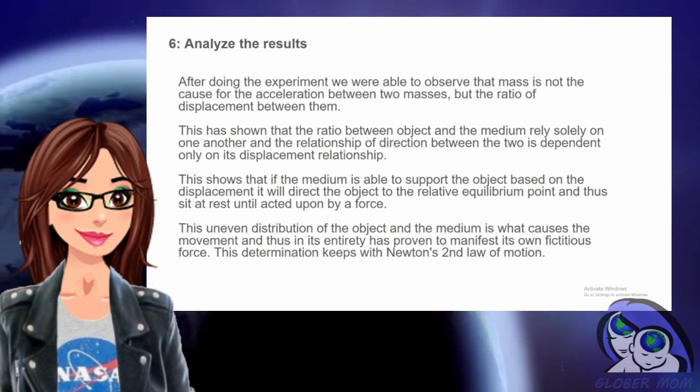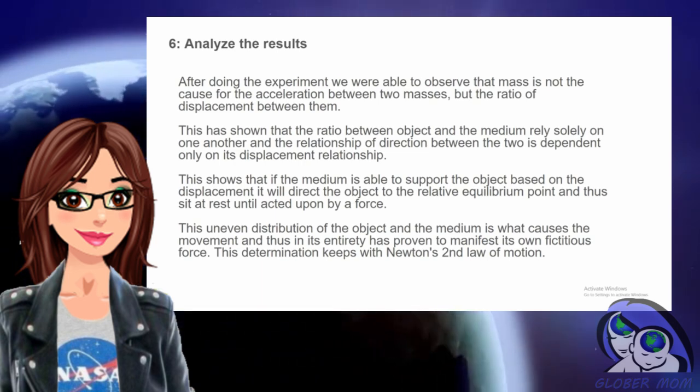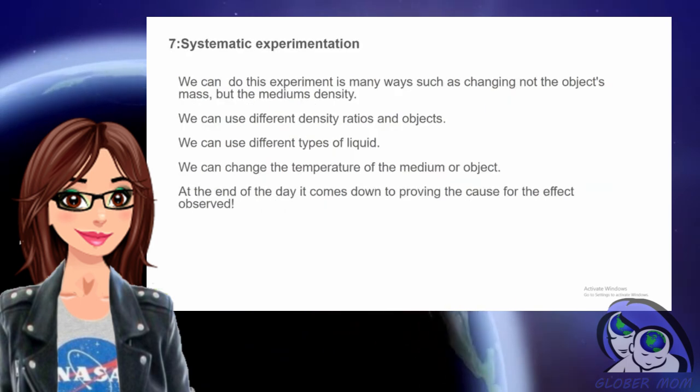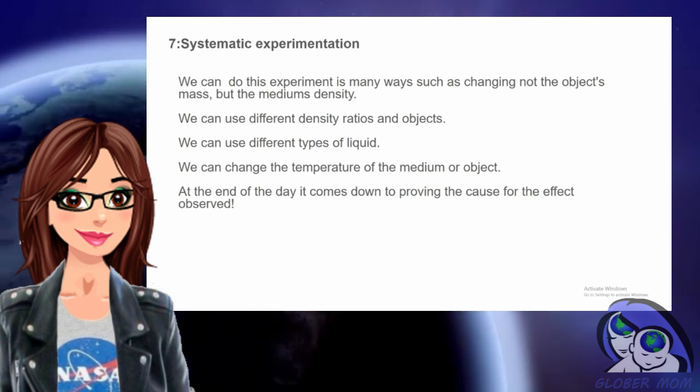This uneven distribution of the object and the medium is what causes the movement, and thus, in its entirety, has proven to manifest its own fictitious force. This determination means and keeps with Newton's second law of motion. Then we can move on to systematic experimentation. We can do this experiment in many different ways, such as changing not the object's mass, but the medium's density. We can use different density ratios in objects. We can use different types of liquids. We can change the temperature of the medium or object.